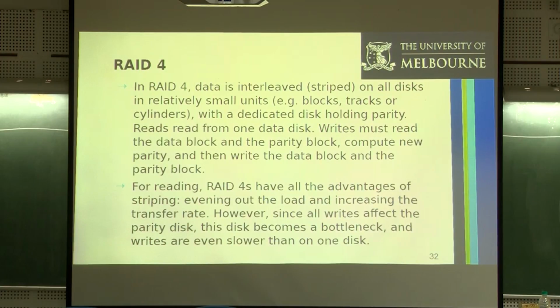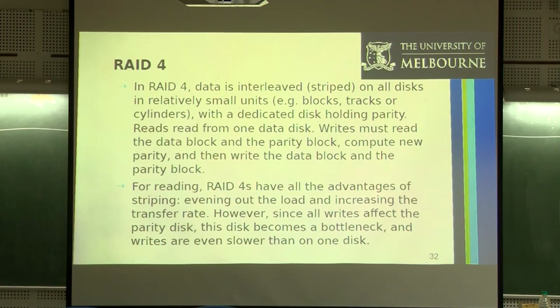So RAID 4: the data is interleaved, striped on all the disks in relatively small units, maybe blocks or tracks or cylinders. And there's a dedicated disk holding parity. Reads read from one data disk. Writes, though, have to read the data block and the parity block, compute the new parity, and then write the data block and the parity block back.